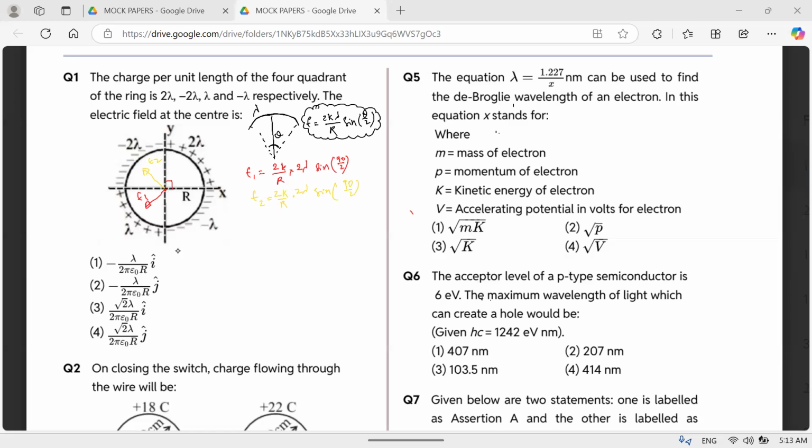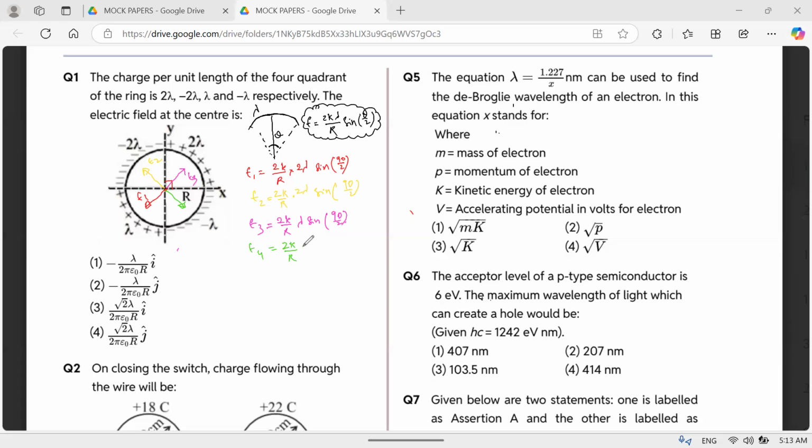Then, because of this positive lambda, the electric field is in this direction. So say this one is E3. E3 will be equal to 2k divided by r into lambda into sine of again 90 by 2. Then due to E4, which direction is it in? It is in the downward direction. E4 is equal to 2k divided by r into, right now, minus of your 2 lambda. Clear?